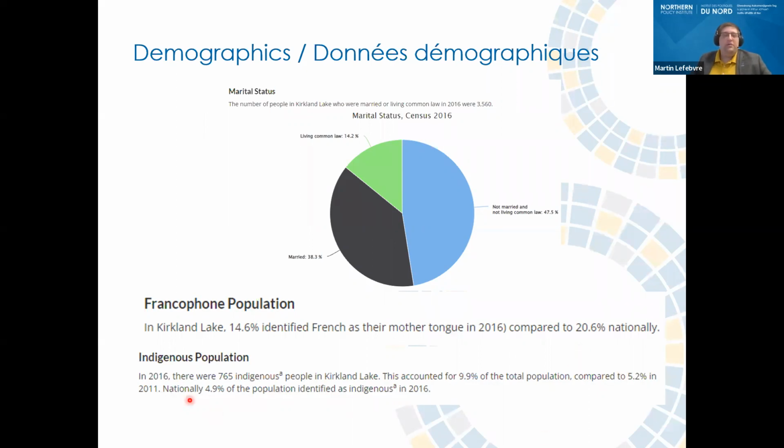Also, it shows you what percentage of the population is Indigenous, First Nations, Métis. Again, this function is currently broken. We're working hard to fix it right now.